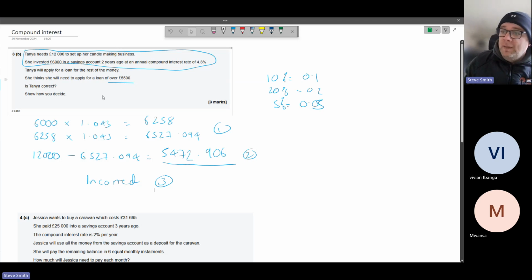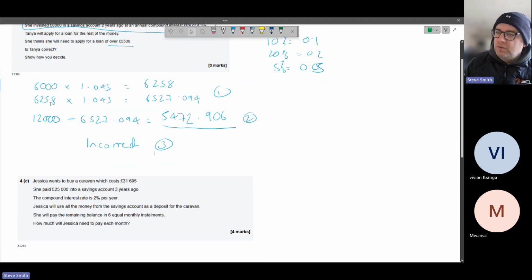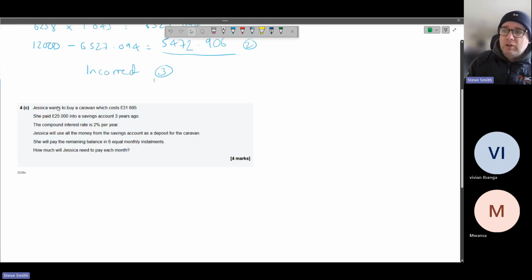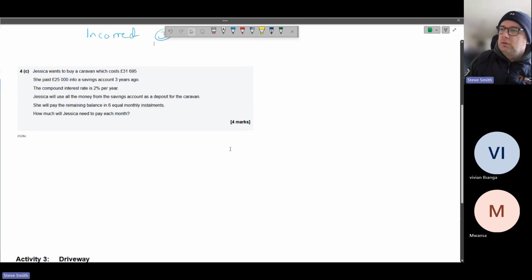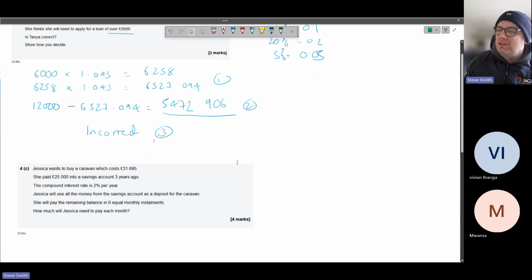That's the question, and that's from the most recent paper. The one before it would be 2132, so that didn't have a compound interest question on. The one before that, 2126, did have one, and this is the bigger one, 4 marks for this one. So let's get rid of all of that onto the top. Jessica wants to buy a caravan. Before it wasn't Jessica, was it Tanya? Yeah, so now it's Jessica.